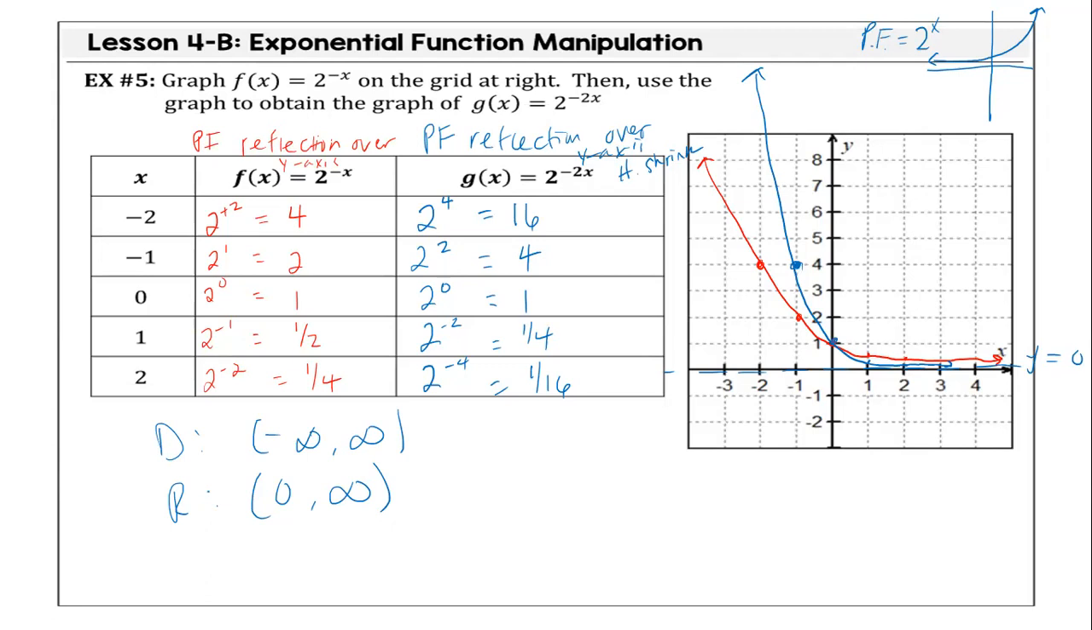There's a horizontal axis because there's no way that with this model anything will ever actually equal 0.